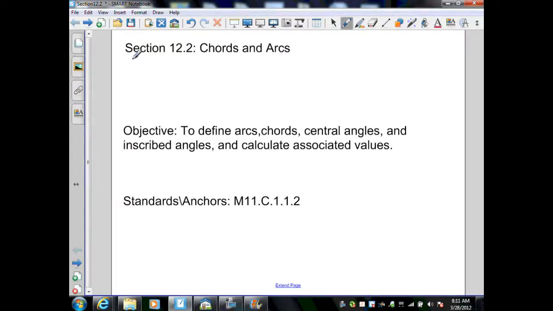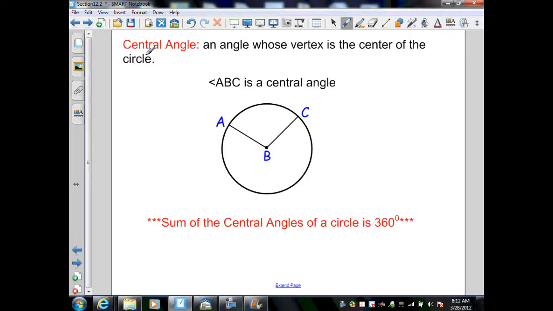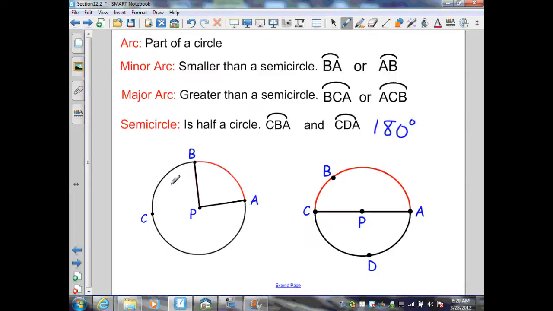Section 12.2, Chords and Arcs. A central angle of a circle is an angle whose vertex is at the center of the circle. In circle B, angle ABC is a central angle. I know that because the vertex of angle ABC is at the center of the circle. If I add up all the central angles of the circle, their sum equals 360 degrees. In the first diagram, I have a central angle BPA.